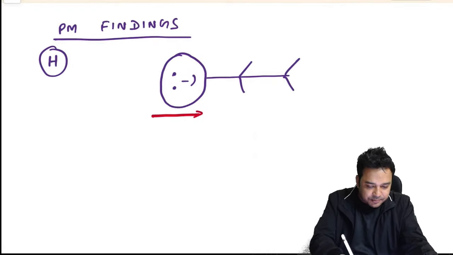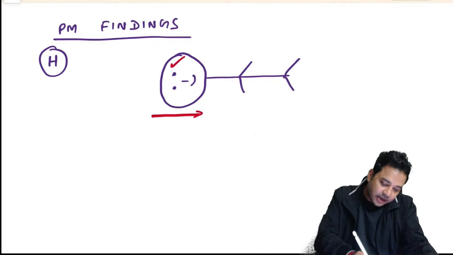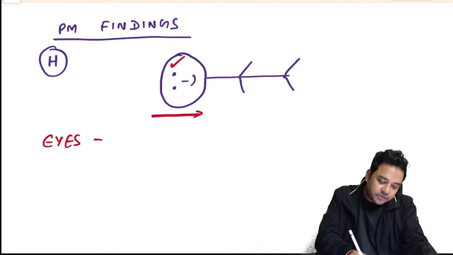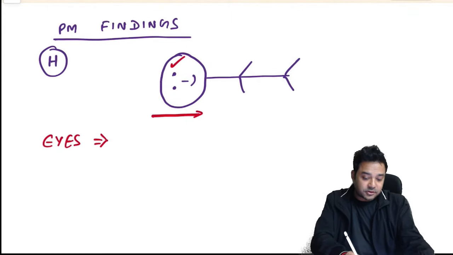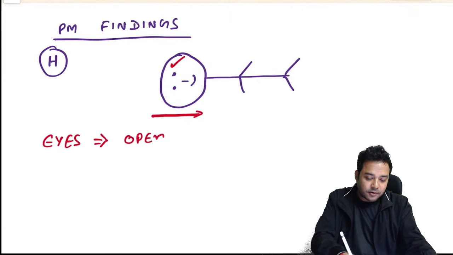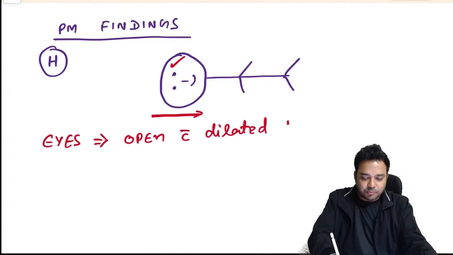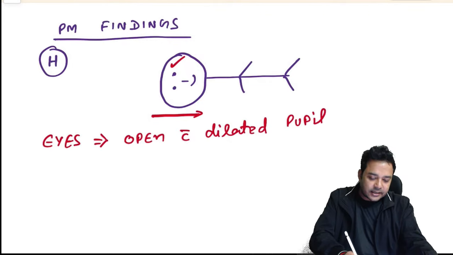First of all, you will examine the eyes. Let us examine the eyes of the person. So in eyes, which finding you can get? That the eyes of the person might be open with dilated pupil. With dilated pupil. And we call this finding as Lee facet sympathy.